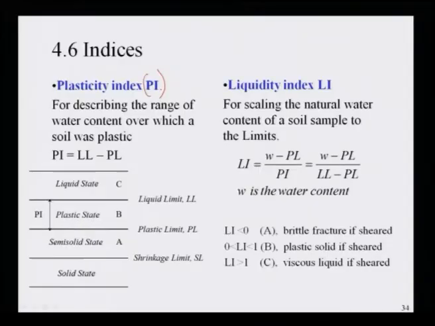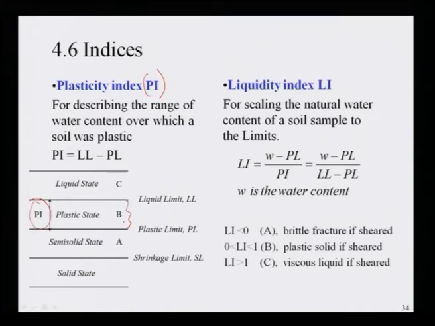If this is the liquid limit, it lies between liquid state and plastic state, and plastic limit lies between plastic state and semi-solid state. Shrinkage limit lies between semi-solid state and solid state. PI is your plasticity index, basically it terms your plasticity, the complete plastic state.